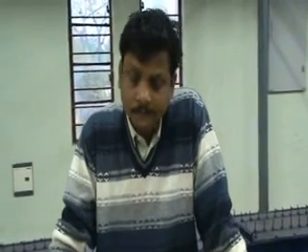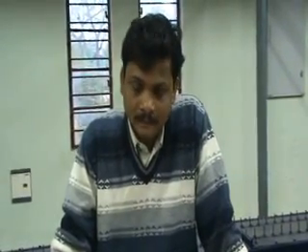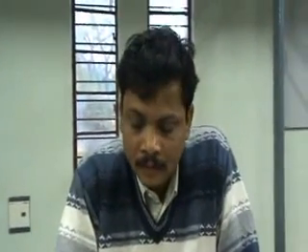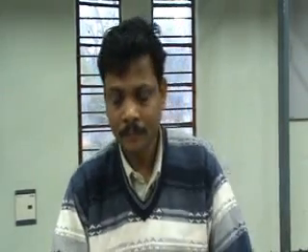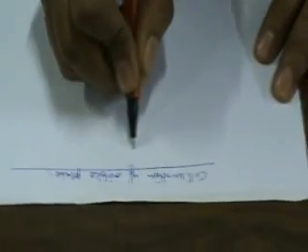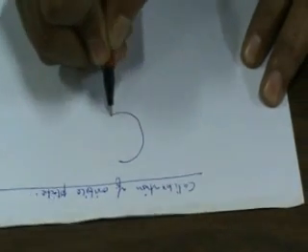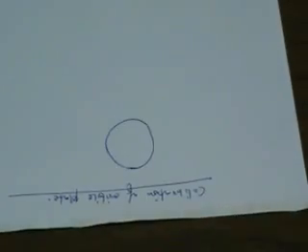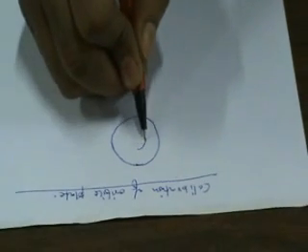Our experiment is calibration of an orifice plate. An orifice plate is a device which is generally used for measuring flow. That means how much quantity is flowing through a duct, we can directly measure with the help of an orifice plate. Basically, an orifice plate is a plate that looks like a disc, and in that disc there is an orifice.